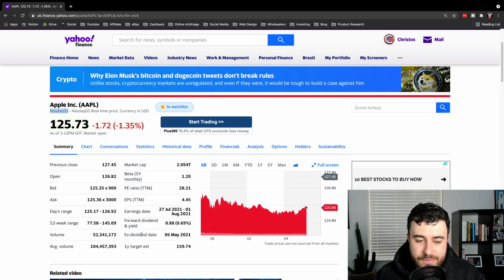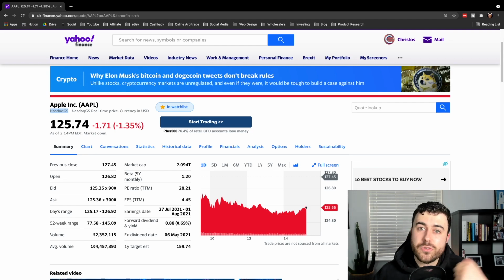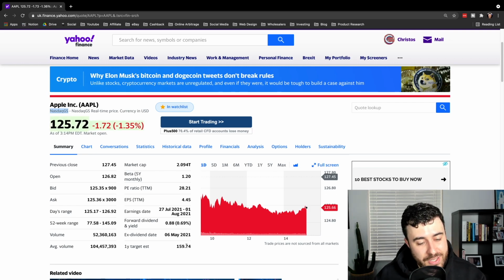Next up is the ex-dividend date, and basically all this means is this is the date that you have to be invested into that company for to be able to receive the dividend on the next dividend payout. So for example, if you were to invest into Apple on the 5th of May 2021, you would receive the next dividend payment. But if you were to invest in it on the 7th of May, you wouldn't. You'd have to wait until the next quarter. So that's a really interesting figure to know if you are potentially looking to invest in a company around the deadline. You may want to obviously do it before so you get that dividend.